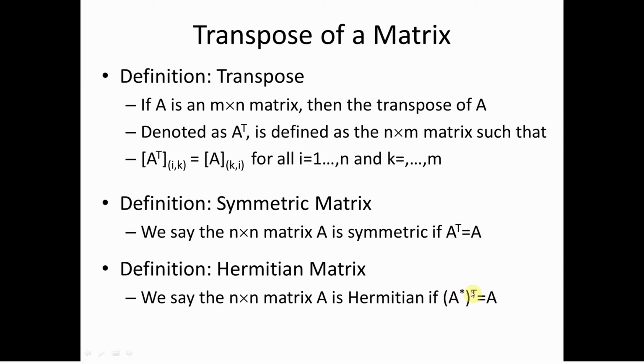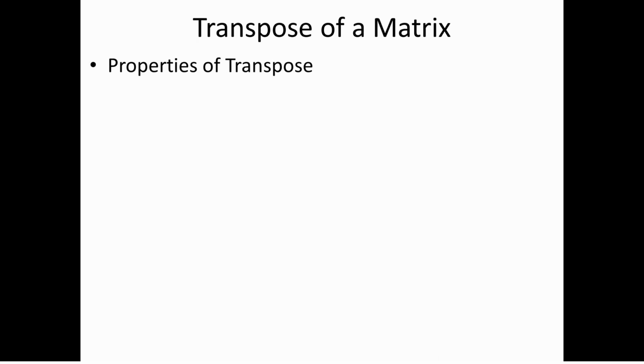And so this quantity A star, the transpose, is called the conjugate transpose of a matrix. Okay, so symmetric is real square, Hermitian is complex square. Okay, and now there are some properties we want to look at.